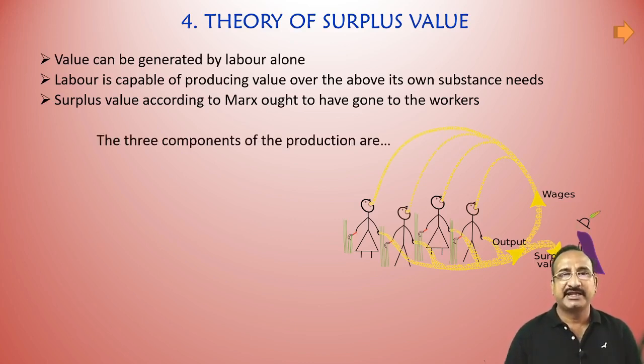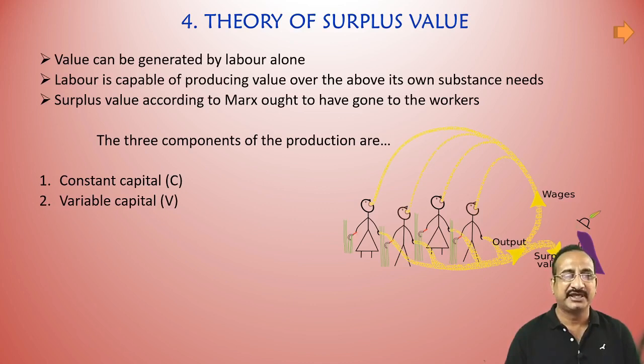While explaining his theory of surplus value, he developed three components of production. The first one is constant capital, denoted with C. The second one is variable capital, denoted with V. And the third one is surplus value, denoted with capital letter S.